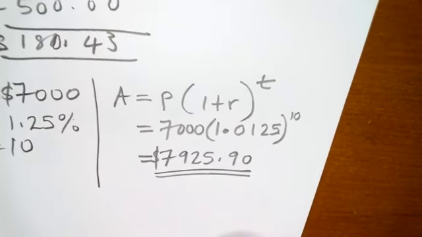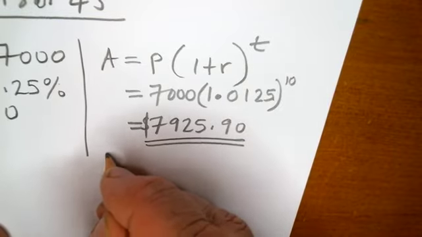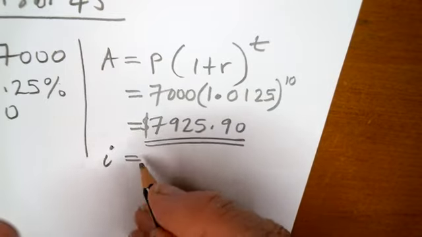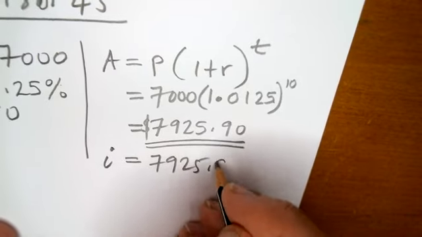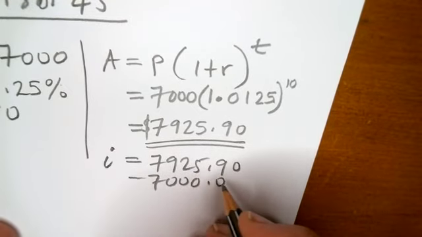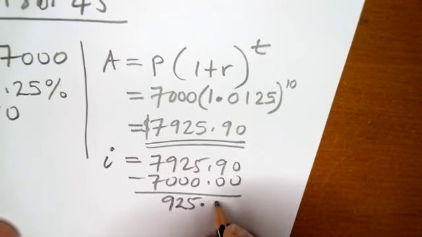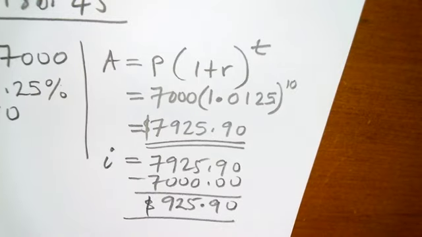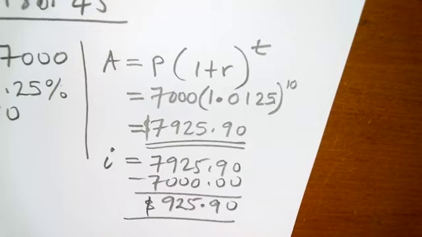So if we want to find the amount excluding the interest, sorry, not excluding the interest, the total amount which we have earned, the extra bit, in other words, just the interest, it's going to be 7,925.90 minus the 7,000, which just leaves us with the $925.90. And that's how we find the interest. That's how we find the total. Hope that makes sense, folks.